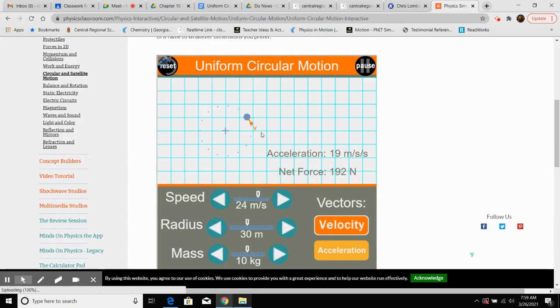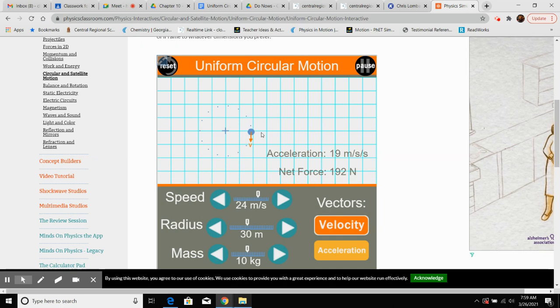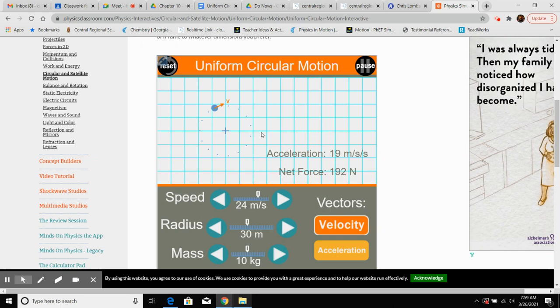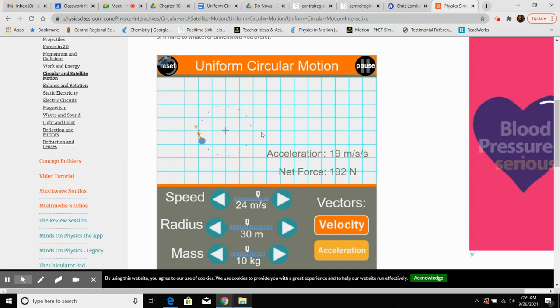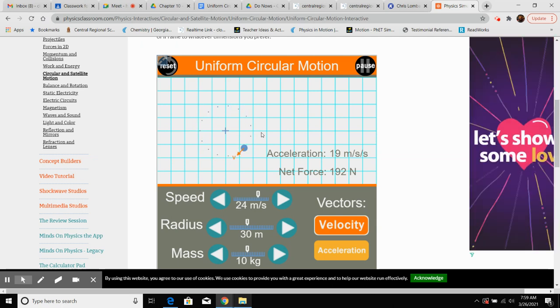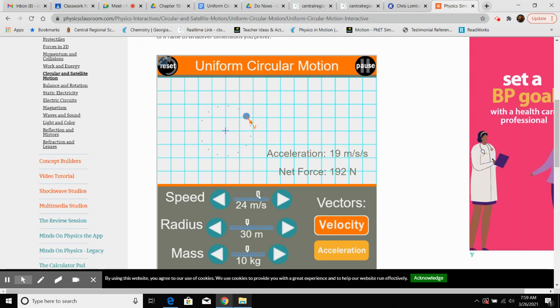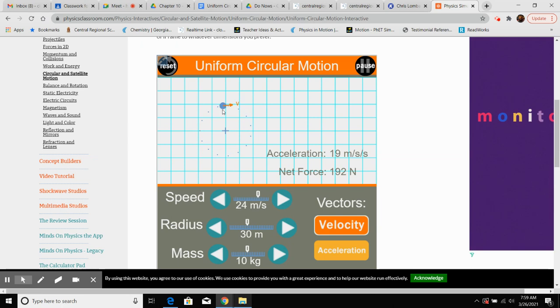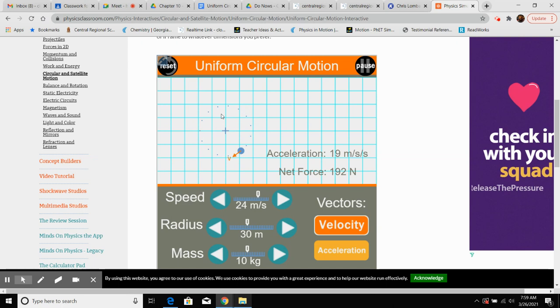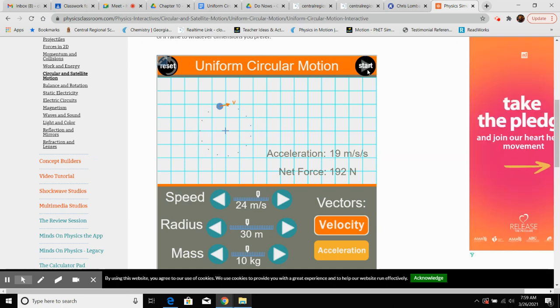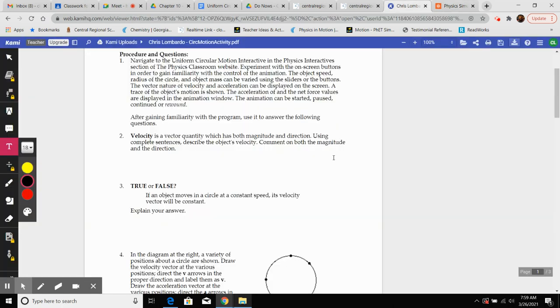This is telling me, if I were to look at this, the size of that arrow is never changing. So that tells me that it is moving at a constant value, whatever it is. In this case, we set it at 24. But the direction, that is constantly changing. So again, it's very similar to the answer to the first one.